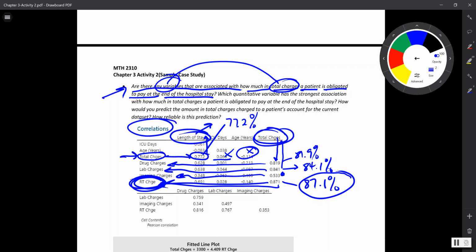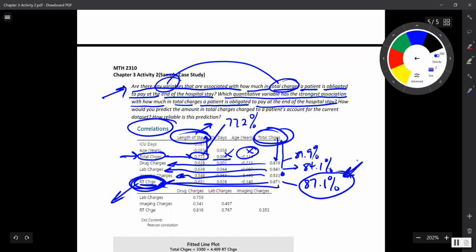So, to answer the question, which quantitative variable has the strongest association with how much in total charges a patient is obligated to pay at the end of the hospital stay, the correct answer will be RT charge. It is the one whose correlation is the highest. Now, the next question is, how would you predict the amount in total charges charged to a patient's account for the current data set? And how reliable is your prediction?